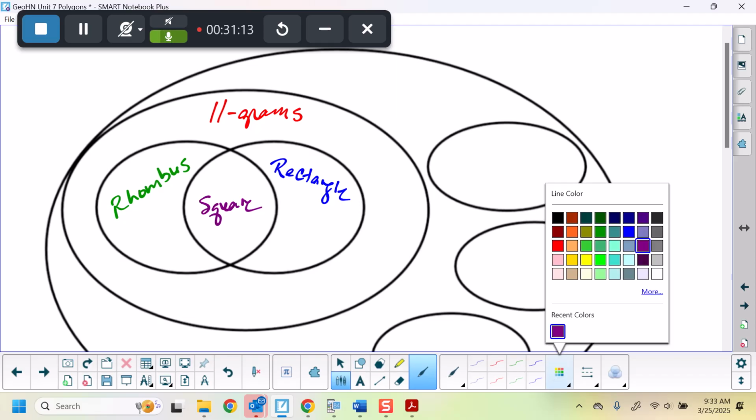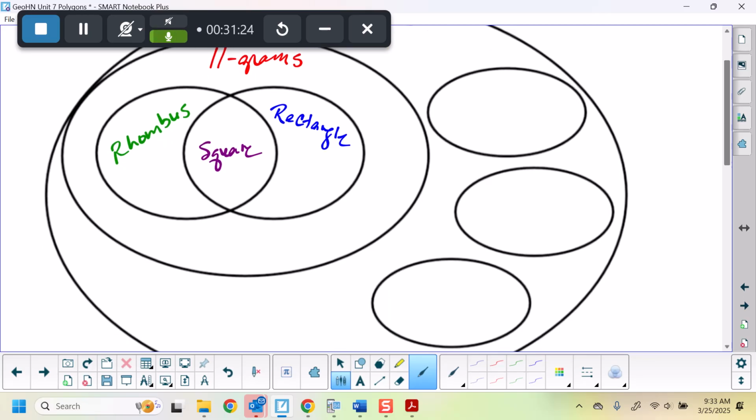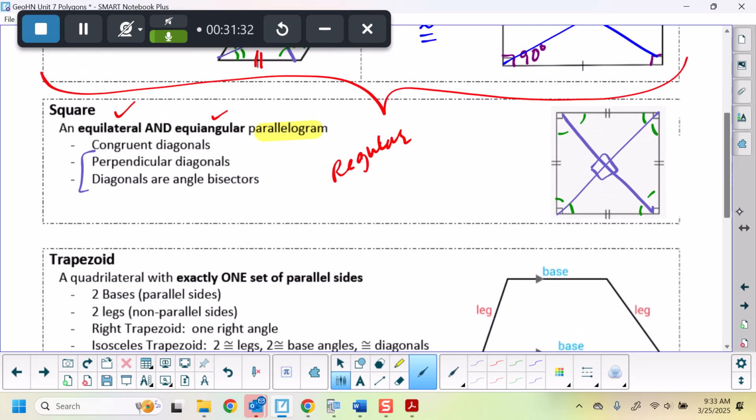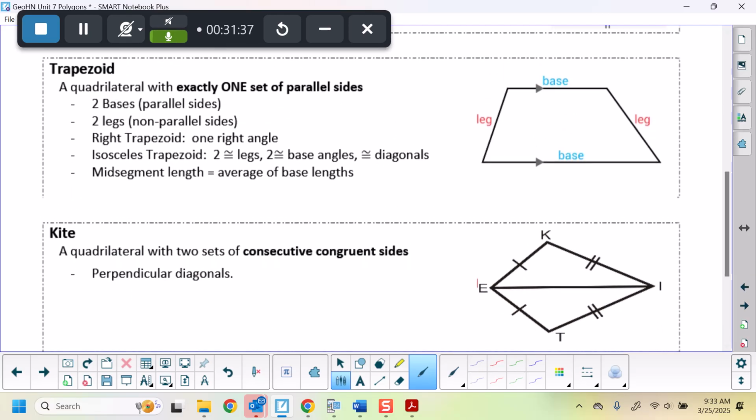So if we're talking about all kinds of four-sided shapes, we're talking about all of our quadrilaterals, and you can see we've got three other conversations to have that are four-sided shapes, and these are shapes that are not parallelograms. So we'll come down here and talk about these three shapes.